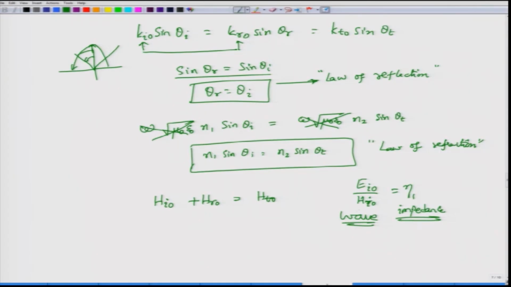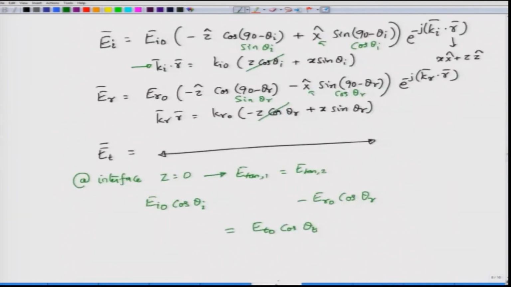So, with that, which is the same condition for the reflected and transmitted magnetic fields, the condition on the magnetic field can be rewritten in the form where HI0 can be written as EI0 by eta 1 plus ER0 by eta 1. Why would I write ER0 by eta 1? Because they are in the same medium, right. Both incident and reflected fields are in the same medium. So, this must be equal to ET0 divided by eta 2.